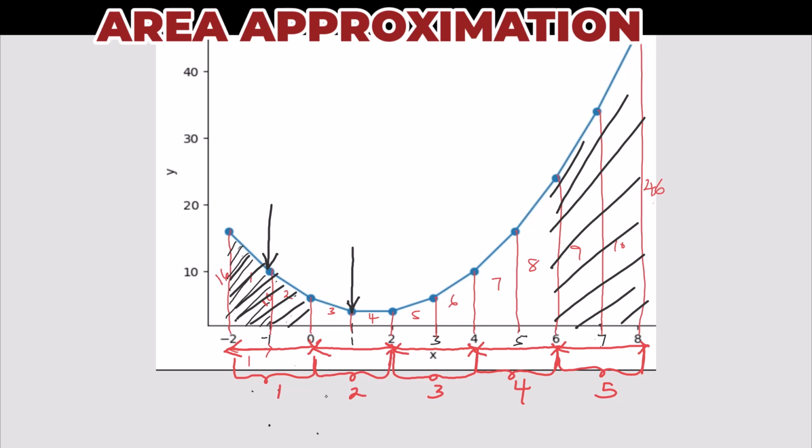The other strip begins from 2 to 4. So we are going to use this height here. The other strip begins from 4 to 6. This is the height that you're going to pick. Then the other one begins from 6 to 8. That is the other strip. The midpoint of that strip, we are going to use this height here. So those are the heights that you're going to use. So we can extract the heights. Let us extract the heights.